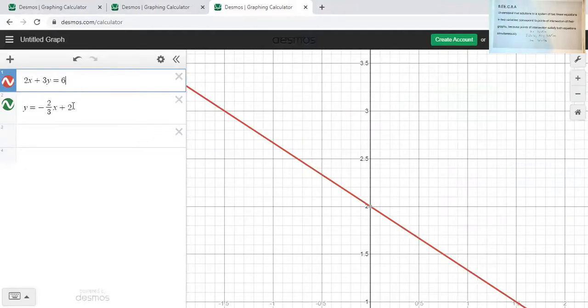Although they look different, if we were to isolate the y in the red line, we would get this answer in the green. These are the same equation, but written just a little bit differently. This is in standard form, where it's like ax plus by is equal to c. And this is in slope-intercept form, y equals negative 2/3 x plus 2. In either case, this would be infinitely many solutions because they're the same line, same linear equation.